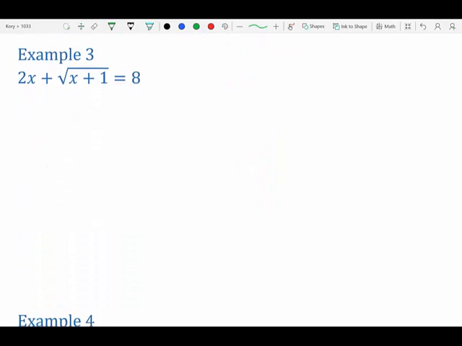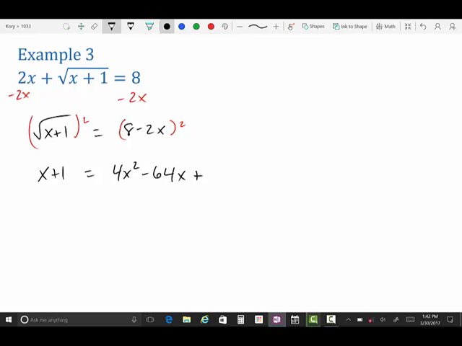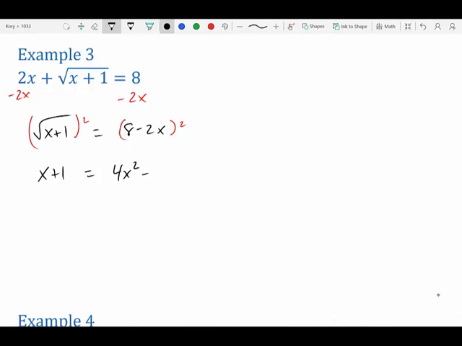Alright, example 3. We need to isolate the radical because it's not by itself, so we're going to subtract 2x. So what we're left with is the square root of x plus 1 equals 8 minus 2x. You could also have negative 2x plus 8. And now we need to square both sides because the index is 2. So we have x plus 1 equals 4x squared minus 32x plus 64, which gives 4x squared minus 33x plus 63.